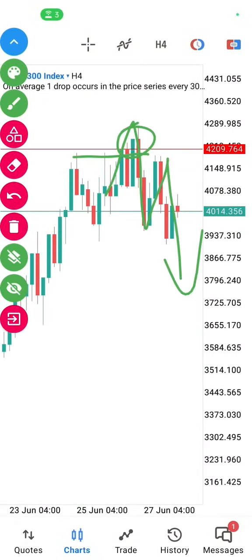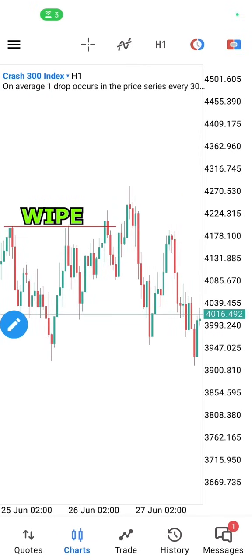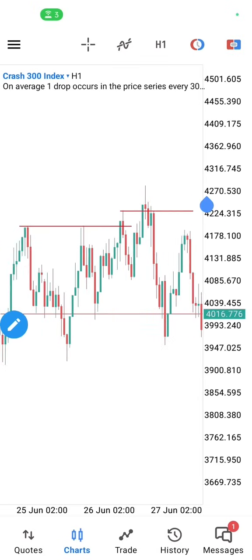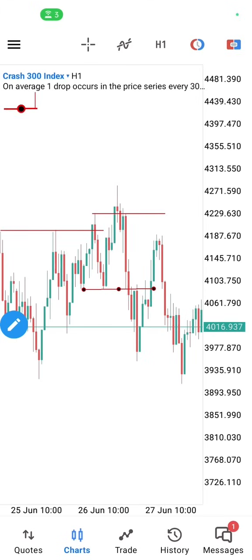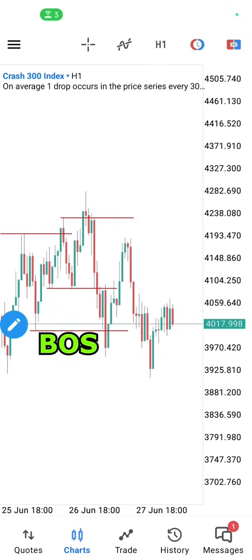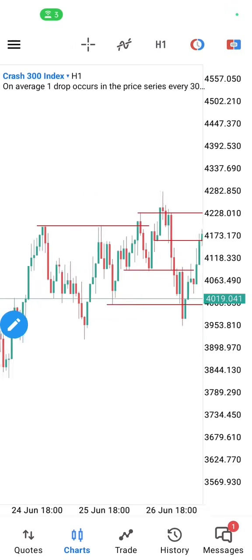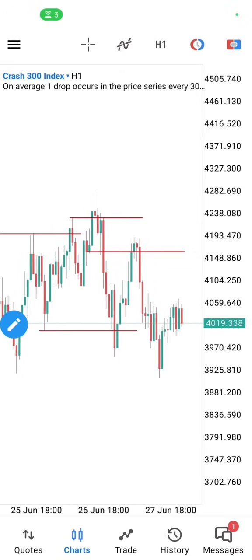Now it's easier to analyze this of course on the desktop, on the computer, but not on the phone. So price did a wipe before it hit the 4-hour order block, and it did a stop hunt as well. And of course it went down to form a change of character, and after it formed the change of character, we know what price typically does. It goes up again. So it broke structure below that low, and it returned to respect the 1-hour order block. So it respected the breaker block as well.